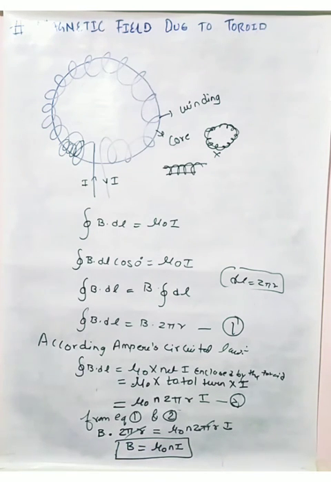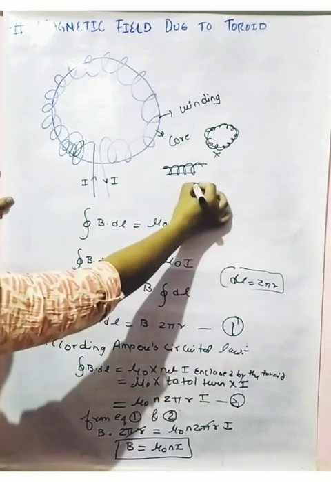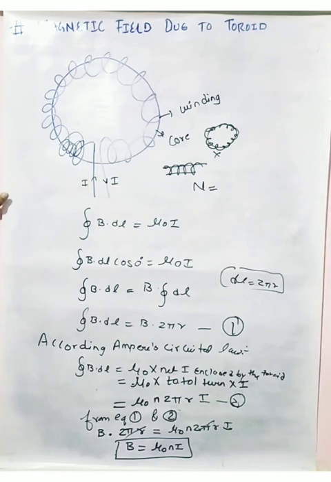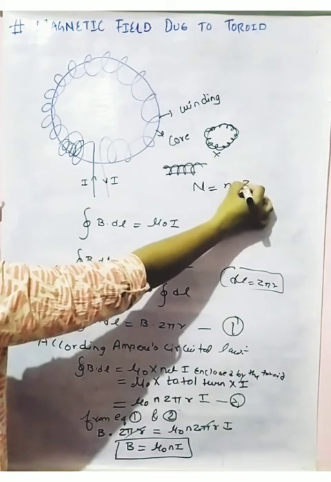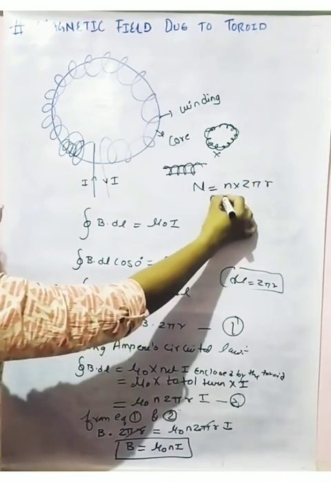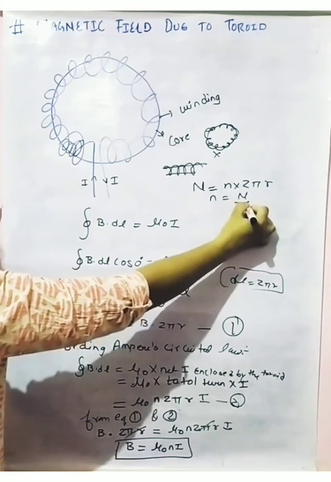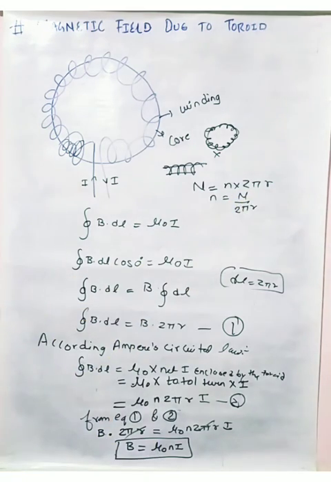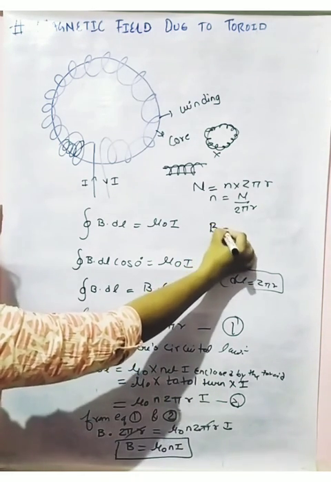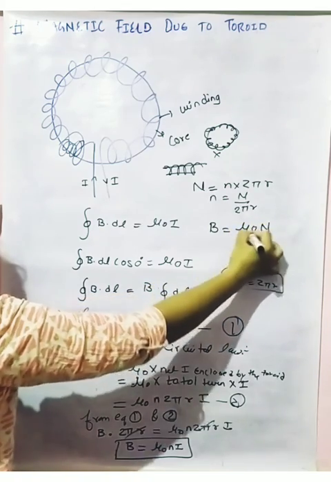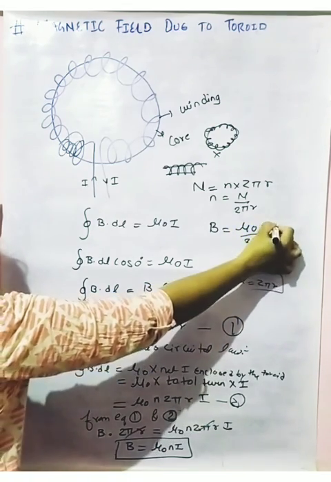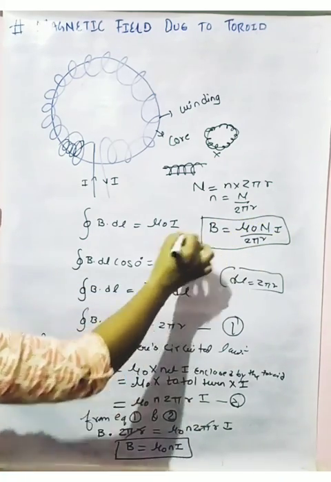So this is the equation we get for a toroid. If the total number of turns is capital N, then in place of n I can substitute capital N upon 2 pi r. So this is the expression which we have got, and the new expression can also be written this way. This is also the magnetic field due to a toroid.